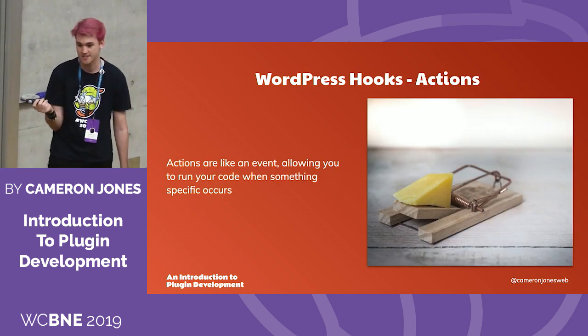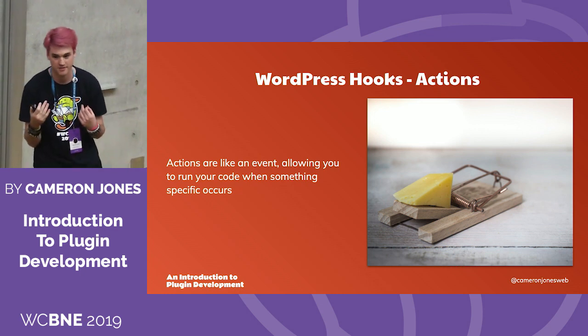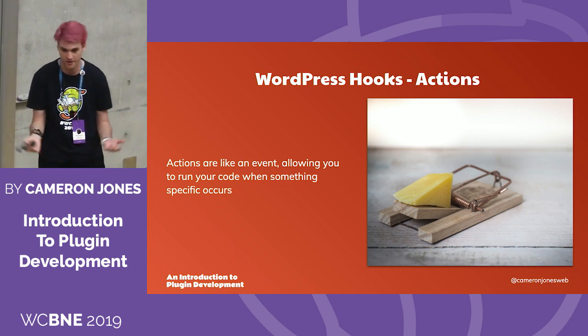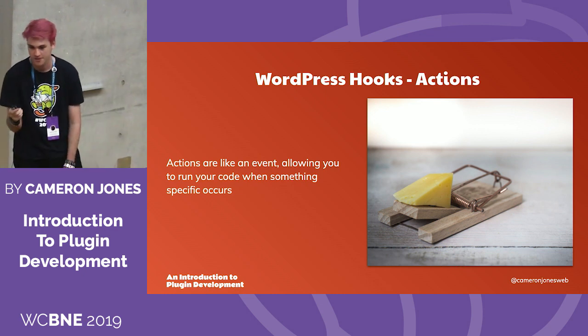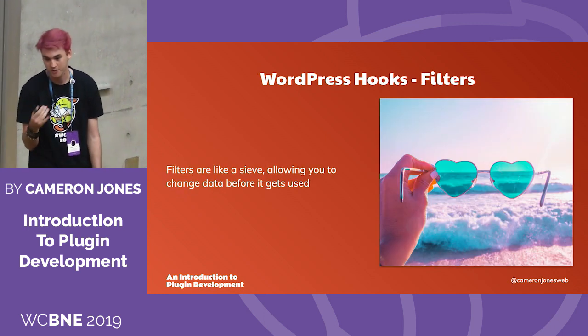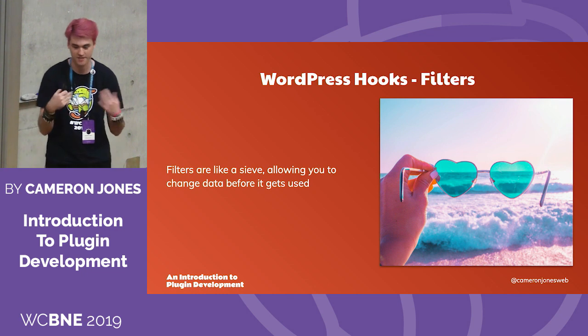So an action is like an event. A certain thing happens, and it runs an action, and so you can hook in there, and when a certain event happens, you can run your custom code. A filter, on the other hand, is like a sieve. It changes a variable rather than runs an event.